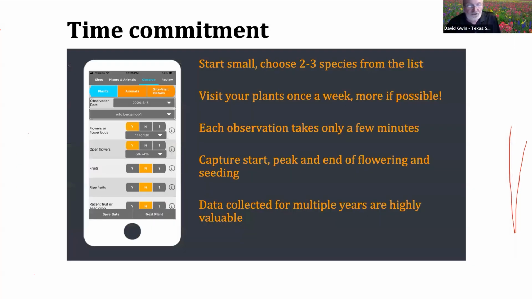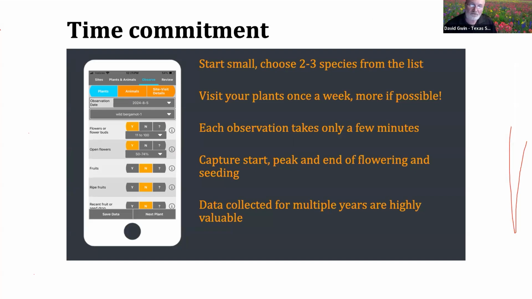Okay, so the initial time commitment is, I highly recommend you start small, pick just 2-3 species from the list, that 29 species of plants. Some people pick a flower, a bush, and a tree. I think there's only one tree on our list. I think the tree is the Eastern redbud, but there's a couple of flowers to choose from. Pick 3 max when you set up your site.